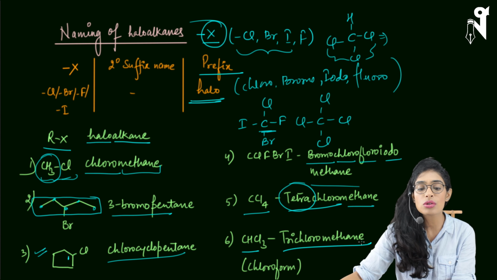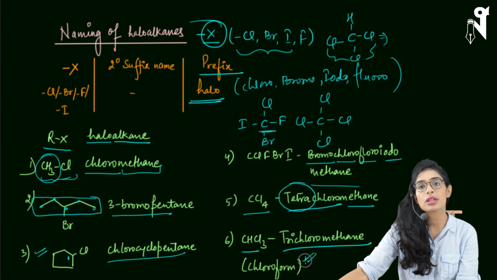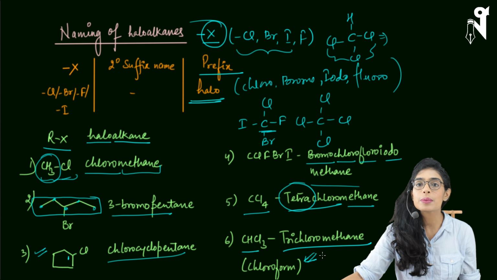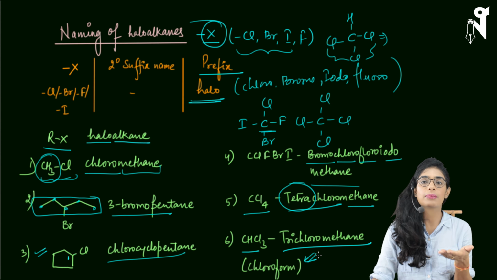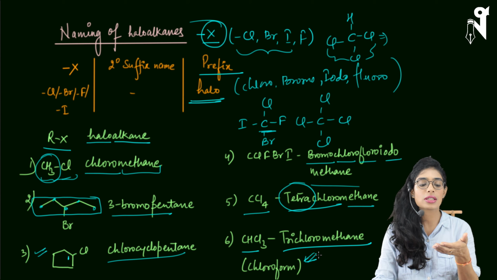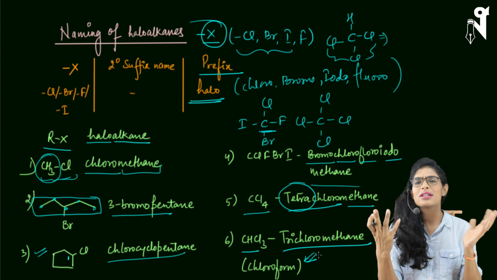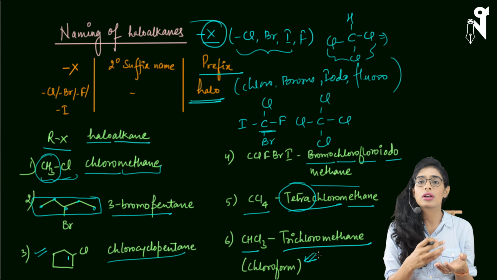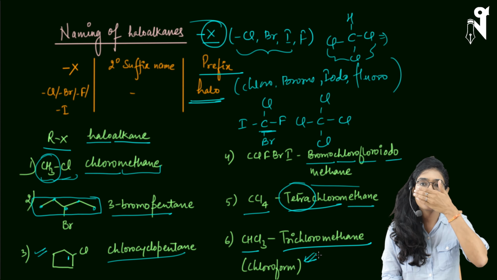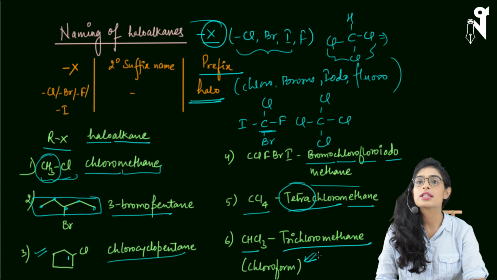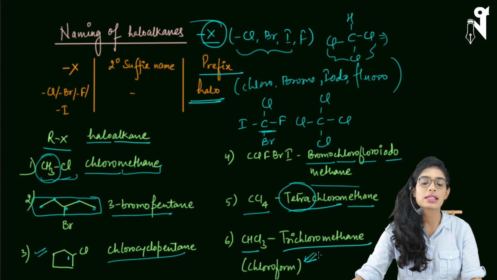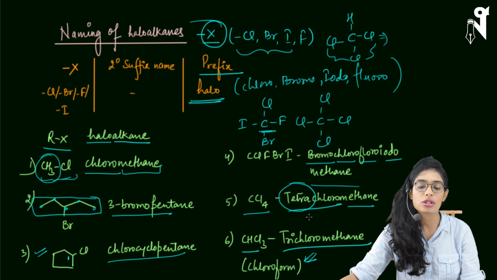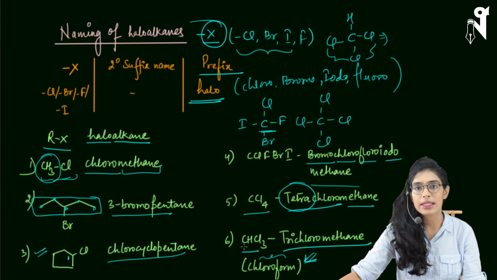This compound is also called chloroform, used for surgical and other purposes. You must have seen that there are some fainting agents they show on TV, where they put it on a handkerchief and then put it on the nose and the person faints immediately. So basically this is to make the person unconscious for a while. So chloroform is nothing else but CHCl3.